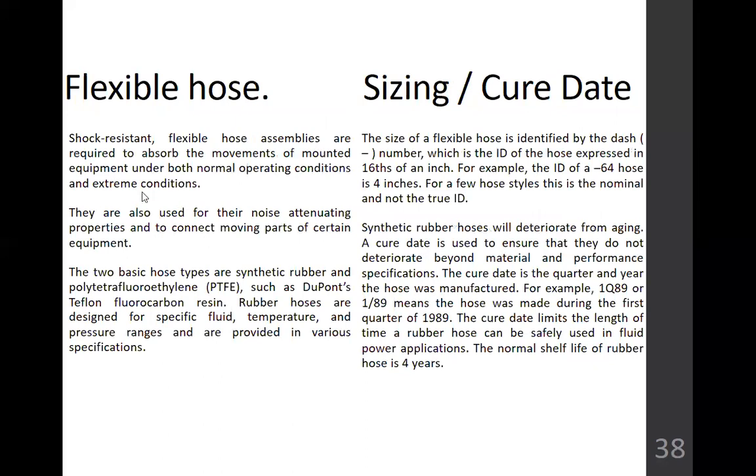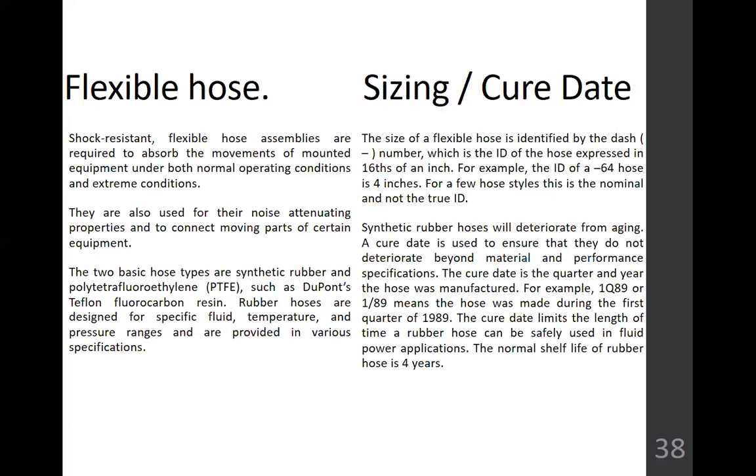Flexible hose. Shock resistance flexible hose assemblies are required to absorb the movement of mounted equipment under both normal operating conditions and extreme conditions. They are also used for their noise attenuating properties and to connect moving parts of certain equipment.